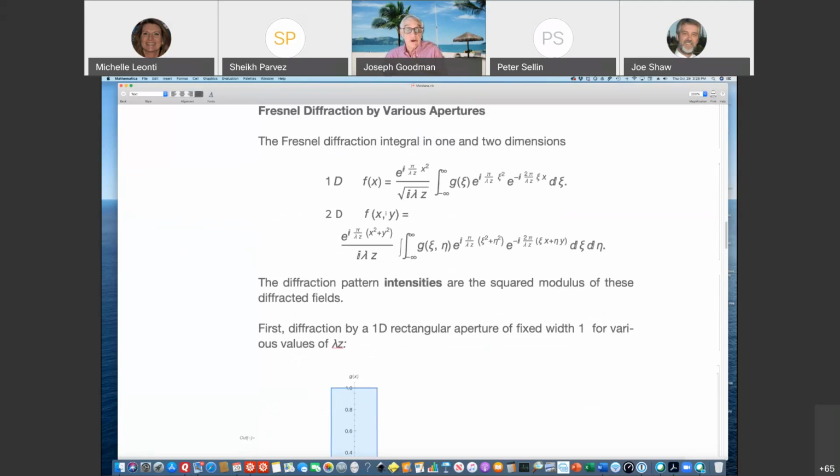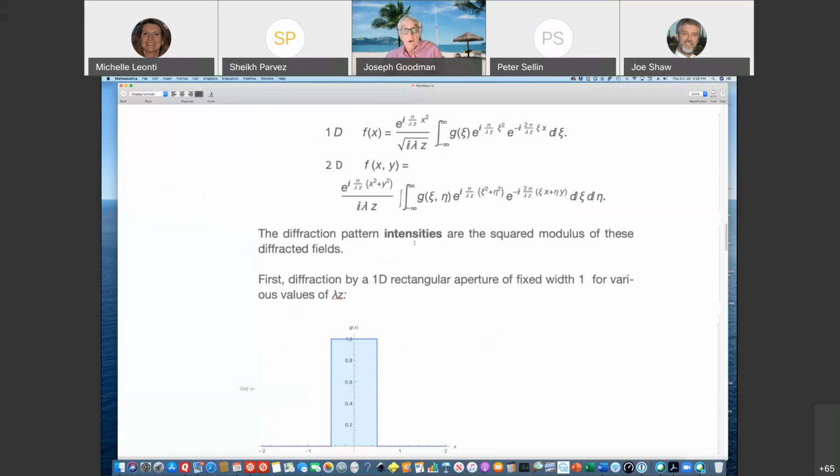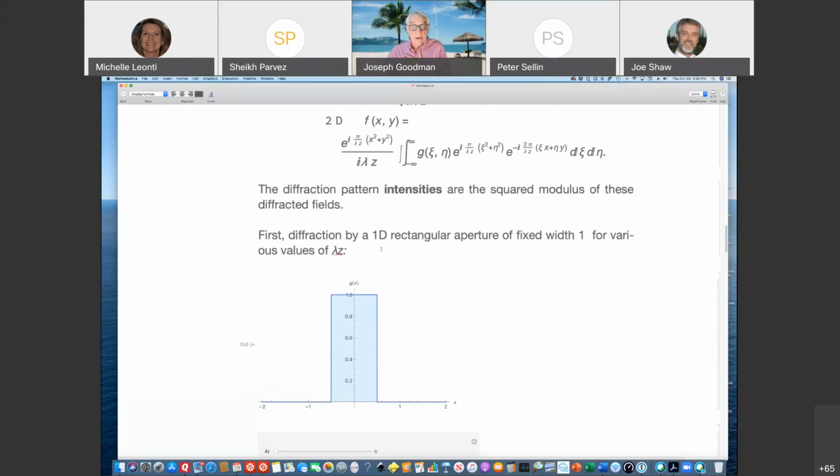By the same token, the two-dimensional Fresnel transform, or Fresnel diffraction pattern, is a two-dimensional integral. This integral sign came out a little bit too short. This is the aperture function, amplitude transmittance of the aperture, a two-dimensional quadratic phase vector, and then a two-dimensional Fourier transform, a pair of infinite integrals. Of course, the diffraction patterns that we detect are the squared modulus of these diffracted fields, the intensities of those fields.